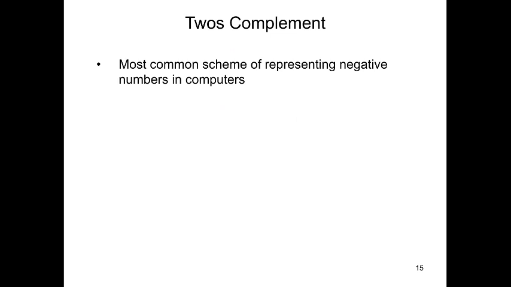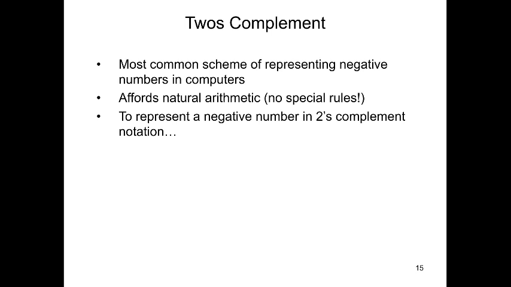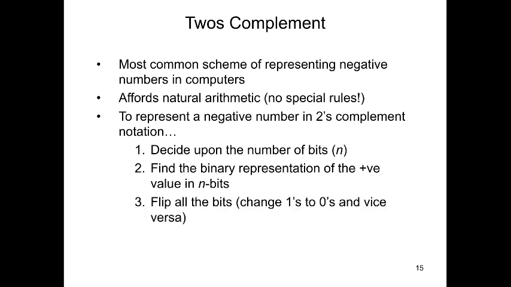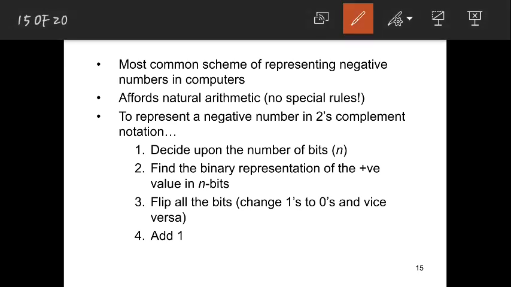See, the most common scheme of representing negative numbers in computers affords natural arithmetic, with no special rules. I'll tell you how we represent a negative number in 2's complement notation. Decide upon the number of bits, find the binary representation of the positive value in those bits, flip all the bits, that means 1s to 0s and vice versa. Next, add 1 to that. Okay, so these are the steps.